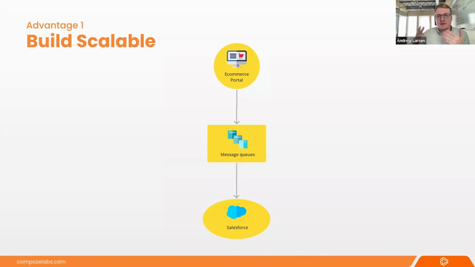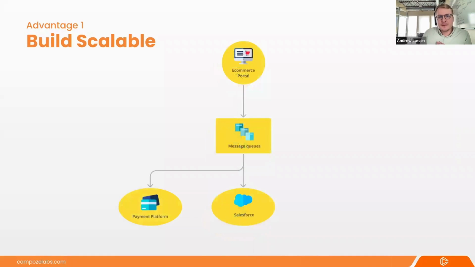But let's take a step back. We have our e-commerce portal, and we now introduce a series of messaging queues to communicate order information. The first thing we have is the CRM subscriber, Salesforce. That's going to be reading from that queue and doing whatever it needs to do. Then we need to add the payment platform in. You'll notice that there's only one line that's been drawn to the payment platform from those queues, because the e-commerce portal does not have to care.